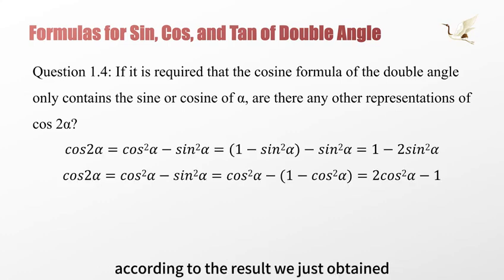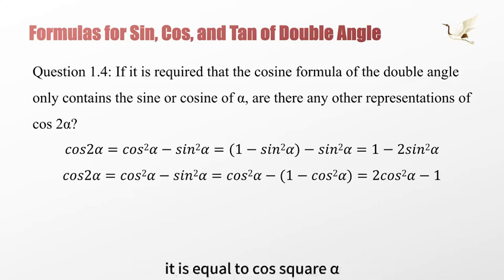Cosine 2 alpha, according to the result we just obtained, is equal to cosine square alpha minus sine square alpha. We can write cosine square alpha as 1 minus sine square alpha, so that the formula for cosine 2 alpha becomes 1 minus twice the sine square alpha. Everyone has found that we can change the cosine square alpha, so we can also change the sine square alpha. Similarly, we can write sine square alpha as 1 minus cosine square alpha, and simplify to get twice the cosine square alpha, and then subtract 1.